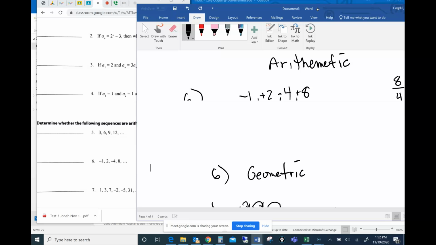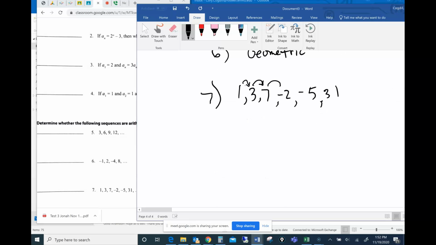So that one is really not even a sequence. It's just kind of a random list of numbers. So number 7 is neither. I think most everybody got that.